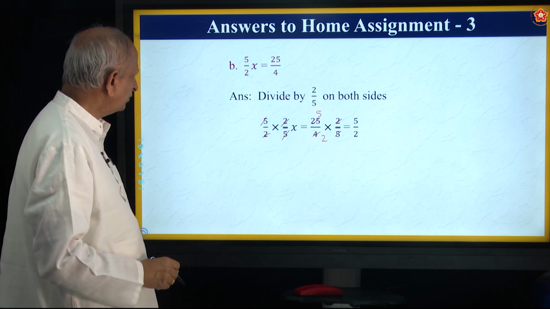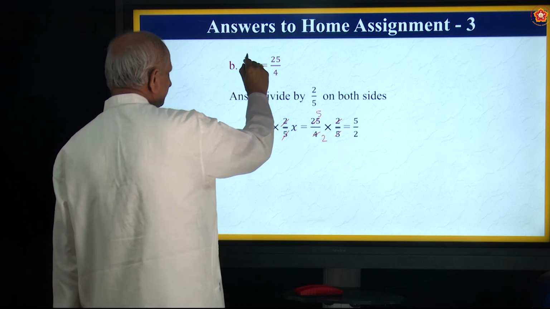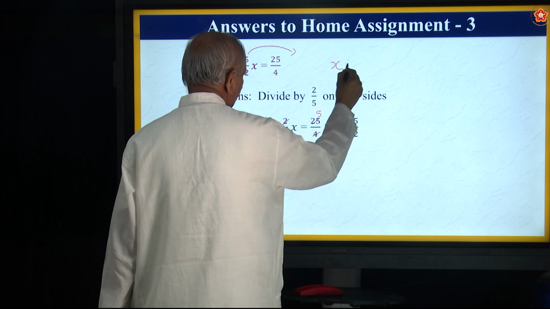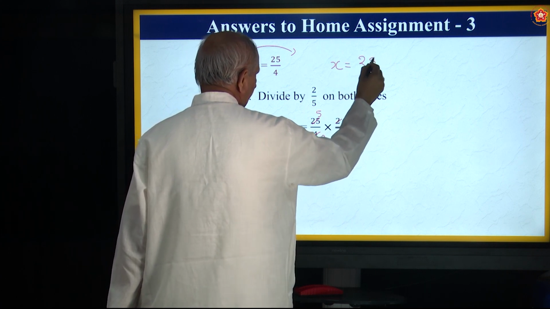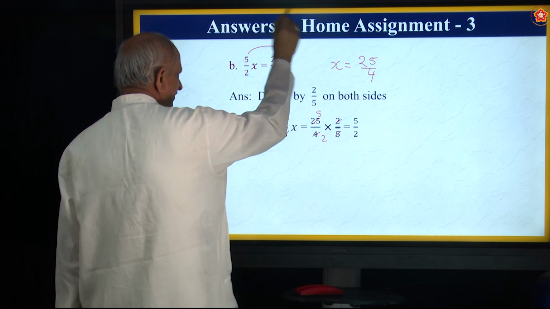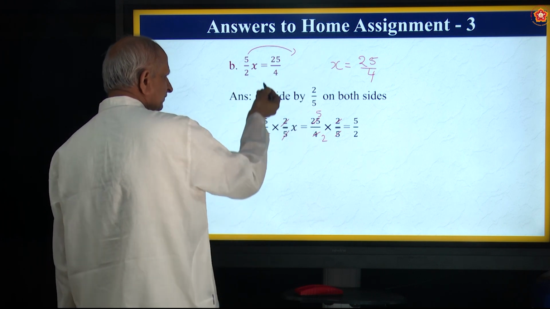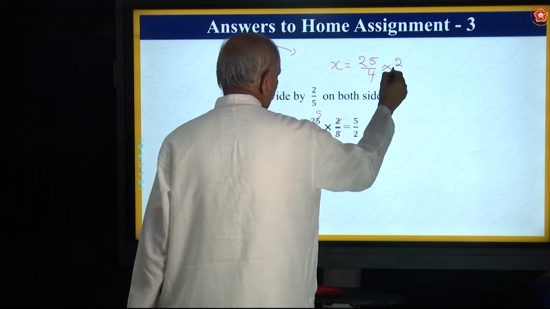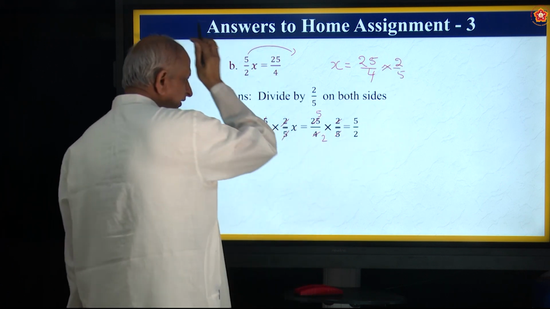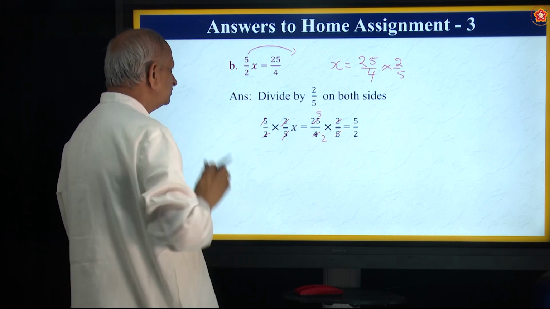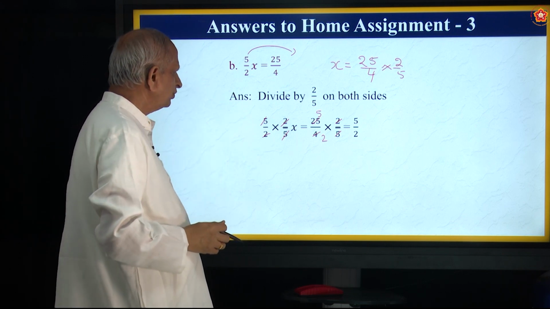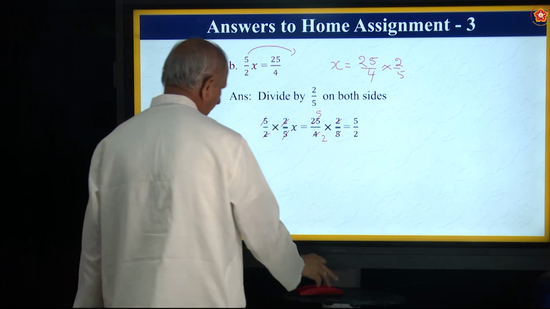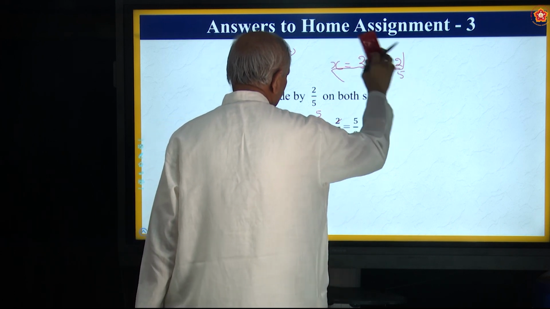You can do one more thing. You can transpose it to this side. That way also you can get the answer. For example, if you transpose it, what happens? This is 25 by 4 there. If you transfer it to the other side, it becomes the reverse of it. So you have 2 by 5. Same thing you get, correct? So anyway you can do. This is the transposing method and this is the dividing method. Both will give the answer, okay.